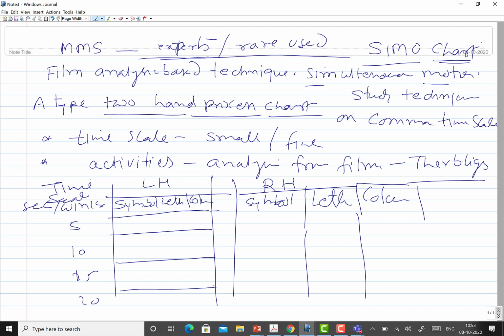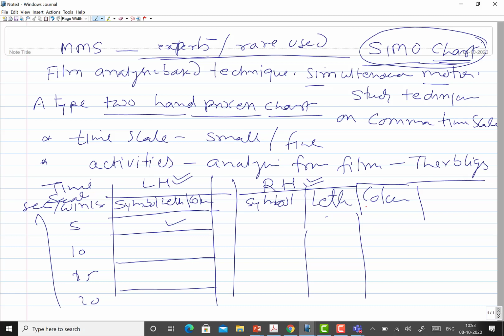Okay, what individual therblig, or group of therbligs, is being done by the left hand, and what individual or group of therbligs is being done by the right hand for doing a particular job. Since this is a type of micro motion study technique, it is a type of two-hand process chart, and it shows the movements of both hands. It shows the time scale, and the movement of both the left hand and the right hand.